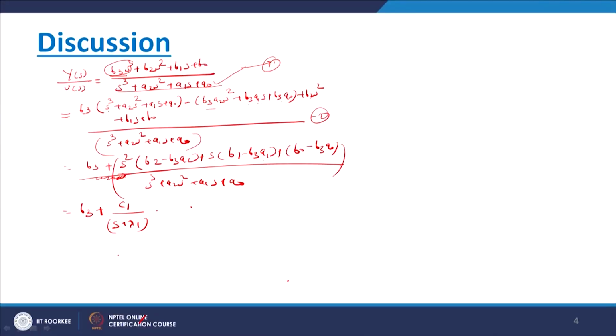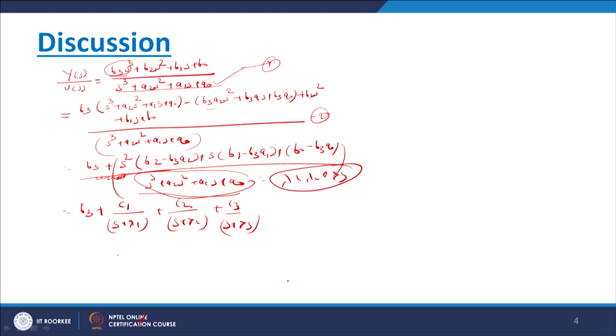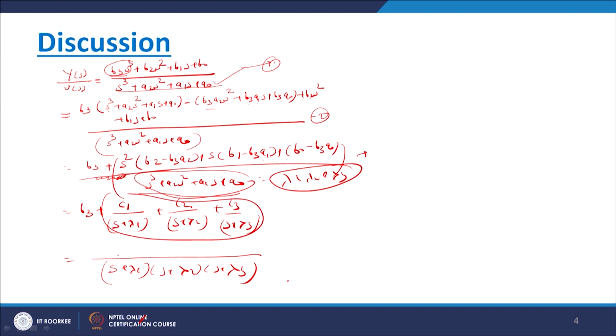Now we follow the same process which we followed earlier, that is b3 plus we can write C1 over (s plus lambda 1), C2 over (s plus lambda 2) and C3 over (s plus lambda 3). That means we assume that this denominator has 3 eigenvalues lambda 1, lambda 2 and lambda 3, and they are distinct. Now we will solve this. After solving we will get s plus lambda 1, s plus lambda 2 and s plus lambda 3. We take this part only, equation number 3 and equation number 4, with s plus lambda 1, s plus lambda 2, s plus lambda 3.